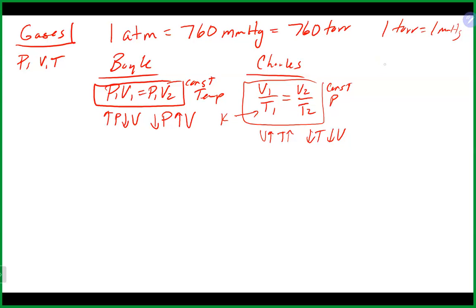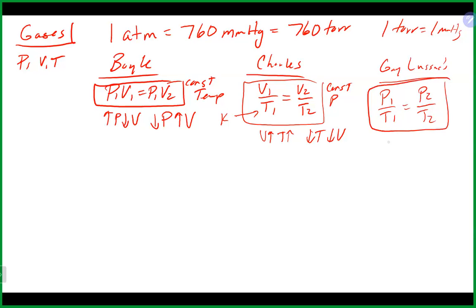Very similar to it is Gay-Lussac's law, and that is P1 over T1 equals P2 over T2, at constant volume. So in this case, once again, we need Kelvin for the temperature. The pressures really could be any unit as long as they're the same, and same thing with the volumes on the other laws, as long as they are the same. But with this relationship, because we have constant volume, the volume of the container will not adjust to allow the pressure to not change.